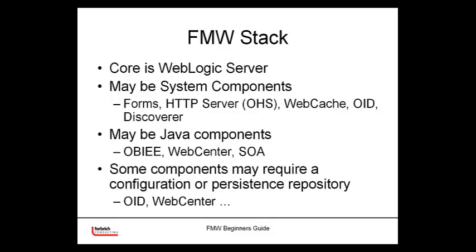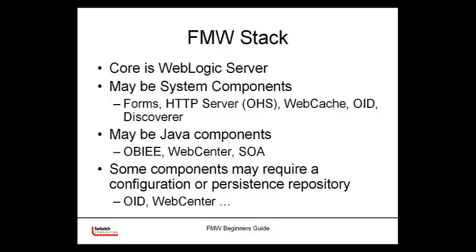Other system components can include web cache, can include reports, can include forms, and Discoverer. These are called system components because they are not primarily Java-driven. They use Java usually for communication or may talk to Java, such as the HTTP server, but they do not, in fact, run Java for the most part. For example, the Forms engine is written primarily in C and C++.